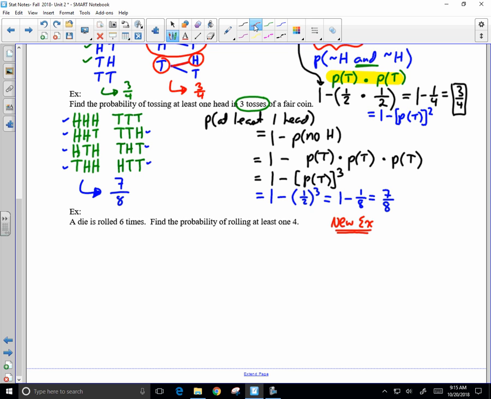All right, so the new example. Probability of getting at least 1 head in 37 tosses of a fair coin.